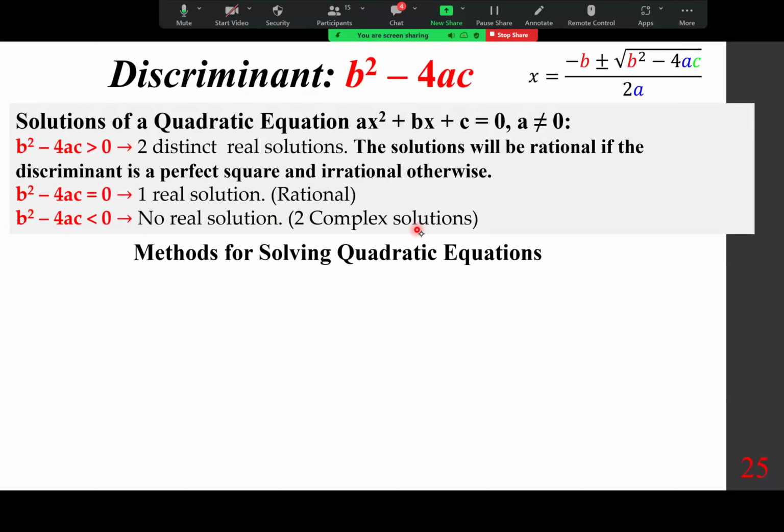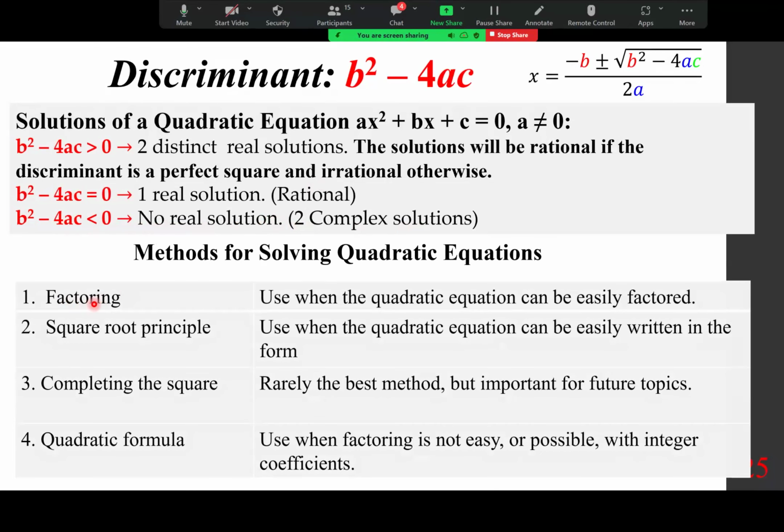Now, methods for solving quadratic equations, class. If they just say solve, try to factor, if it can be done easily. Square root principle, used when the quadratic equation can be easily written in that form. Completing the square, rarely the best method, but important for future topics. There are topics that we need to know, completing the square. However, don't ever use it unless you're asked to do so. Quadratic formula, used when factoring is not easy or possible with integer coefficients.